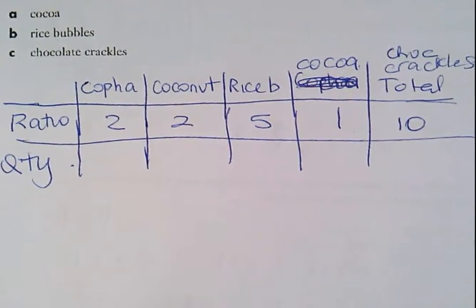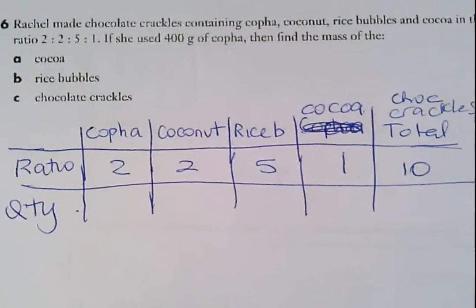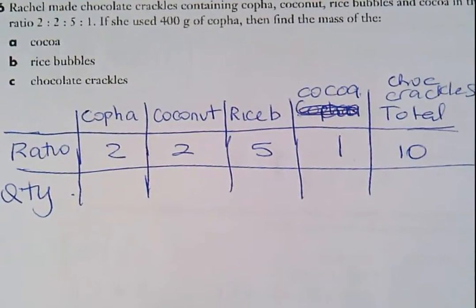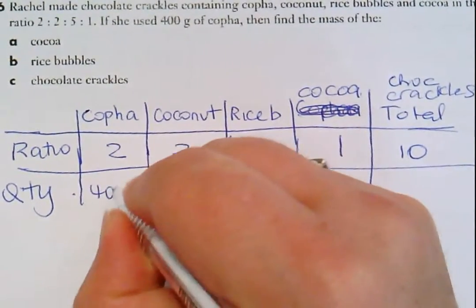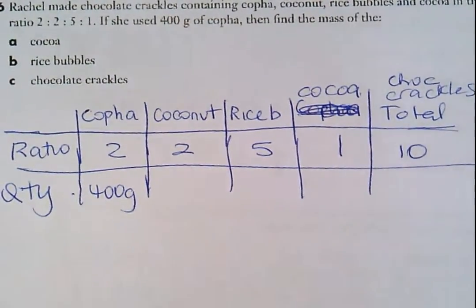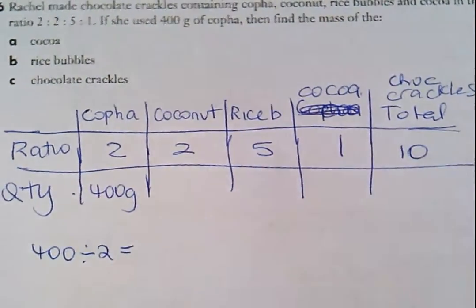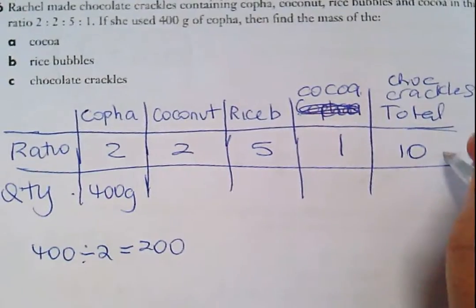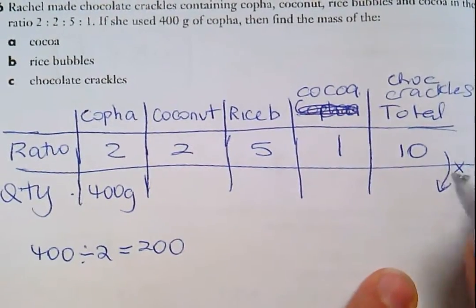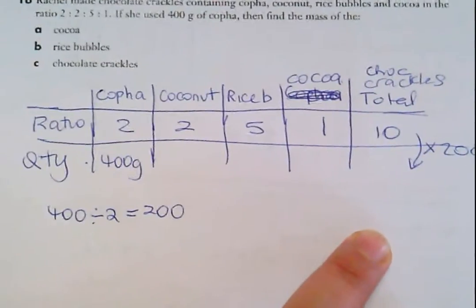All right. Where do I put my info? If she used 400 grams of cocoa, are we good? Where do I put that? Fantastic. And then you say to yourself, how do I go from 2 to 400 multiplying? If you can't do it, you go backwards. 400 divided by 2 is 200. Good. To go from top of the table to the bottom of the table, I times by 200. Do you get it? Excellent.